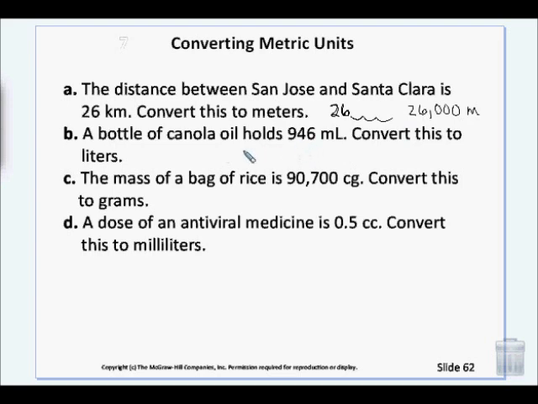A bottle of canola holds 946 milliliters, and I want to convert this to liters. So I start at the bottom of the staircase, and I'm going to go up. So I'm at milli, centi, deci, and then liter. So it's 0.946 liters.